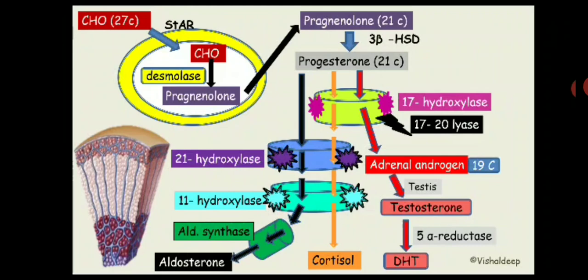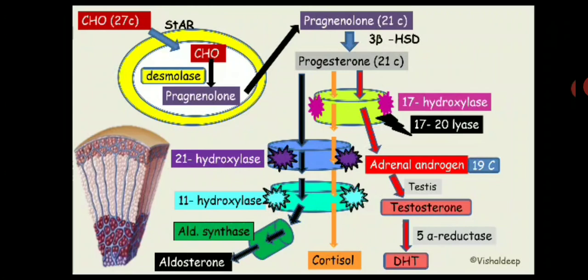Now let me give you one more piece of information. The two enzymes, first is 3-beta hydroxysteroid dehydrogenase, that is written over the top, that makes progesterone from pregnenolone, and the second one is 21 hydroxylase. These two enzymes are present in the smooth endoplasmic reticulum, and all the remaining enzymes will be present inside the mitochondria. So it is very easy to remember in that way.